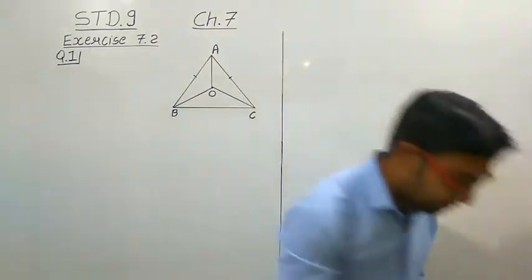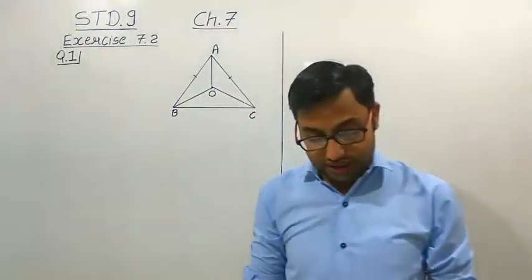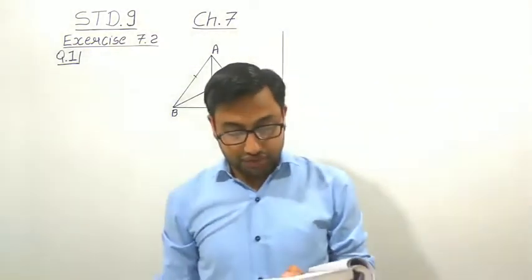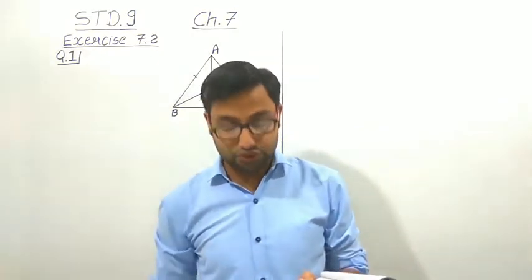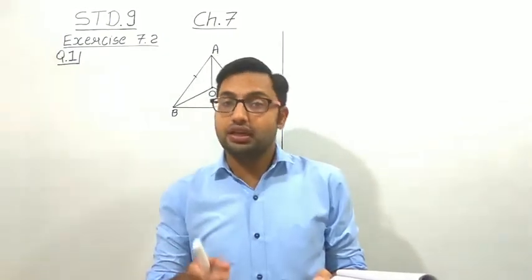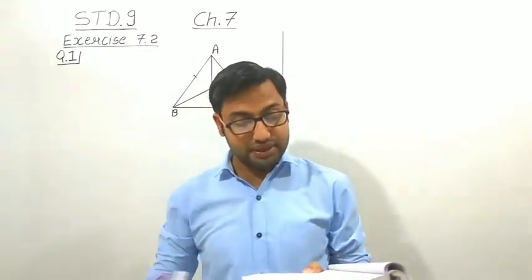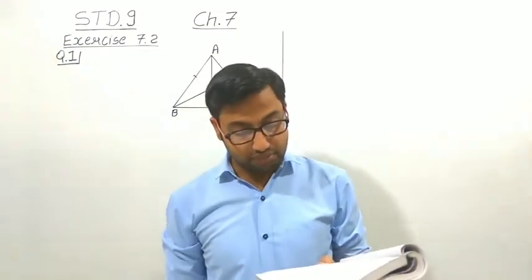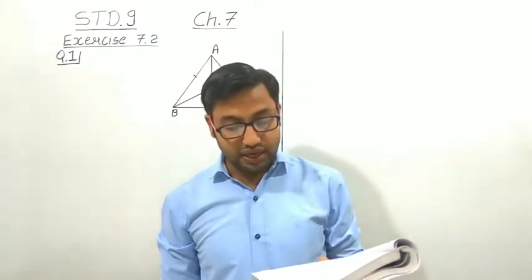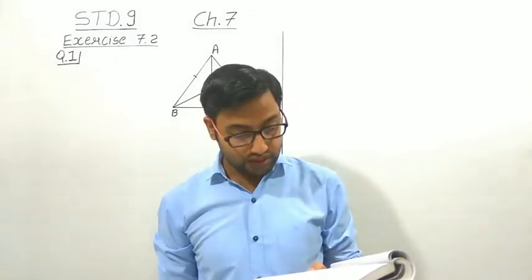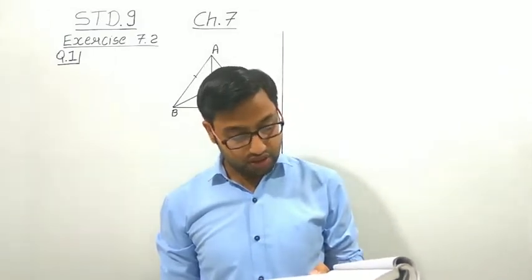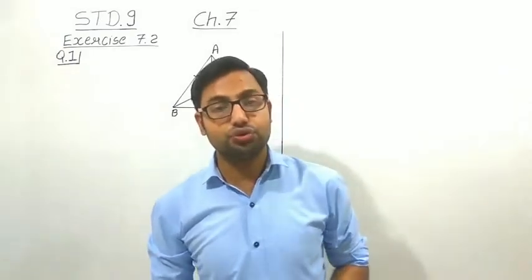The question is, in an isosceles triangle ABC with AB is equal to AC, two sides must be equal in an isosceles triangle. So which two sides? Here it is clarified that AB side is equal to AC side. The bisectors of angle B and C intersect each other at O. Join A to O so that OB is equal to OC.